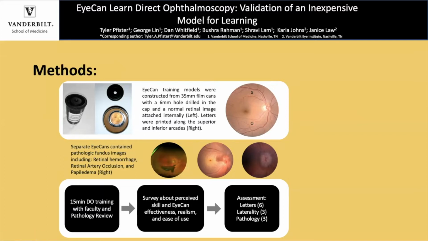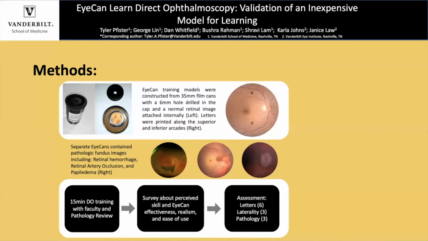So the way this worked is we trained students for 15 minutes with faculty who also reviewed with them the key pathologies, as well as how to differentiate right from left eyes, the laterality. They then received a survey that asked them about their self-perceived skill before and after instruction, as well as what they thought about the effectiveness of the ICAN.